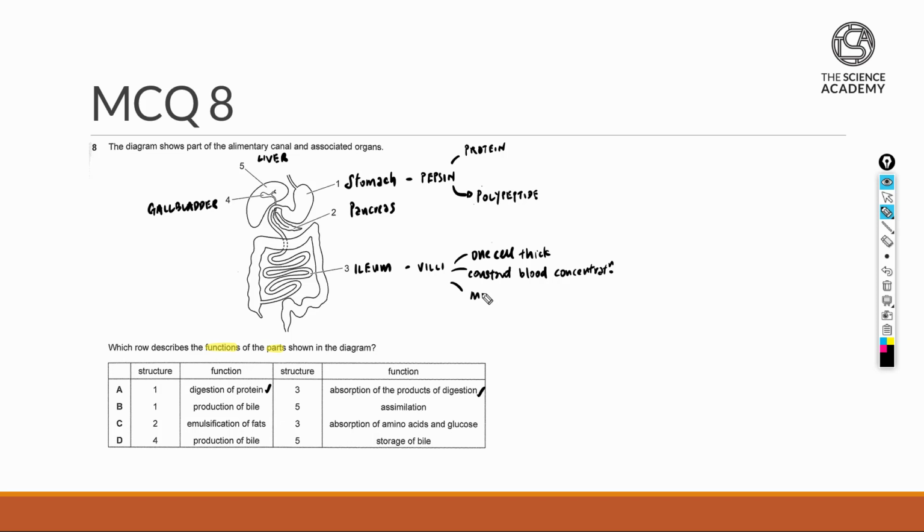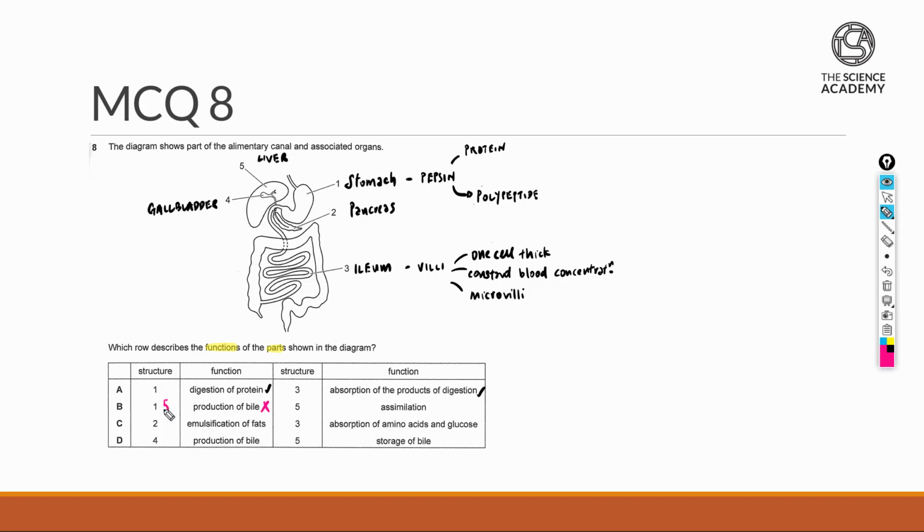And on it, there is the presence of microvilli that increases the surface area to volume ratio. So at this moment now, A seems to be a correct answer. So let's take a look at option B. Option B suggests that the stomach produces bile. Now the bile production here should be the function of structure 5, the liver.